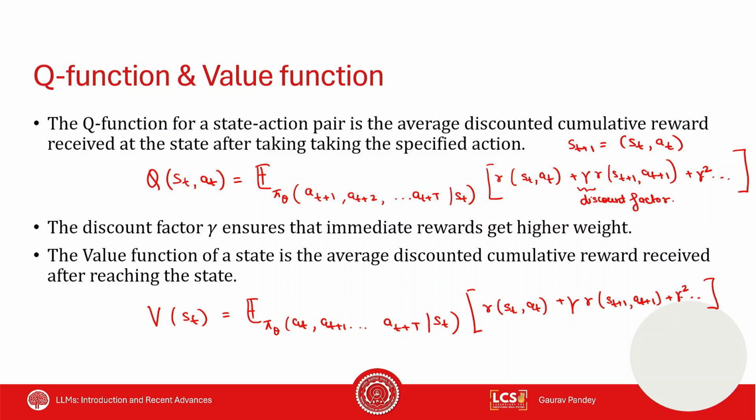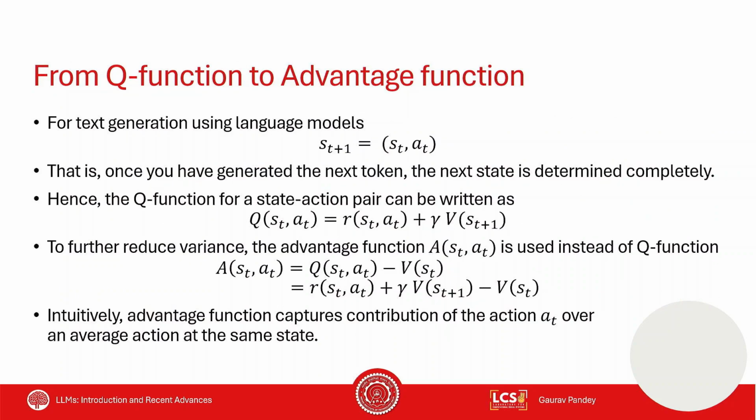Even if you don't like this mathematical expression, because these expressions generally originate in a proper reinforcement learning course, and these are just a few classes for covering PPO, you can get an intuitive picture of what the Q and value functions are. It's just the average reward from a particular state or from a particular state action pair. Is that fine? As I mentioned, we are dealing with language models, and the next state is completely determined by the action that you take at that state. So s_{t+1} is s_t appended by a_t.